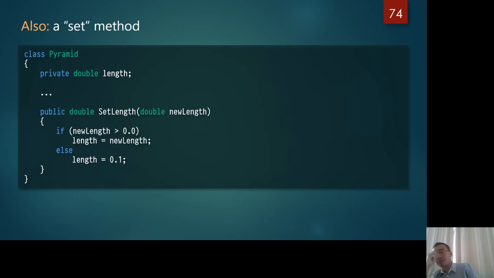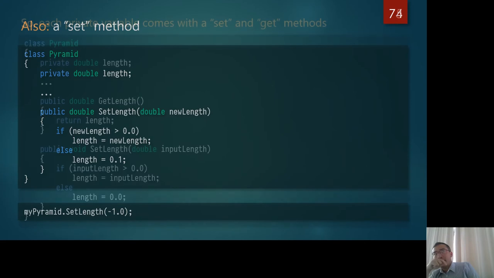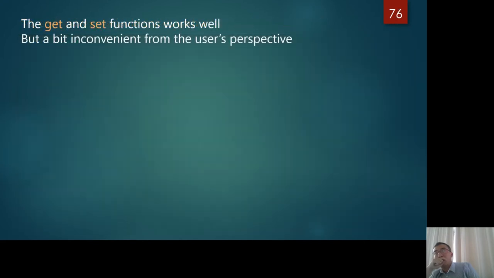But again, it's also annoying because instead of saying myPyramid.length equal to 2 or something, which feels natural, now they have to say setLength(-1.0). So can we get the best of both worlds? The answer in C# is yes.